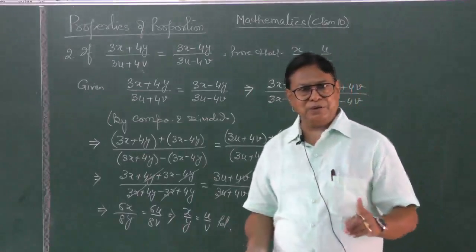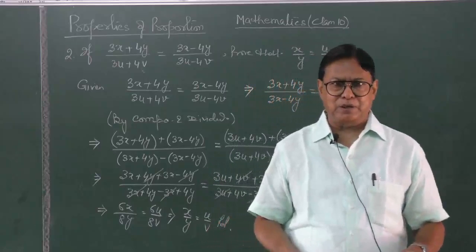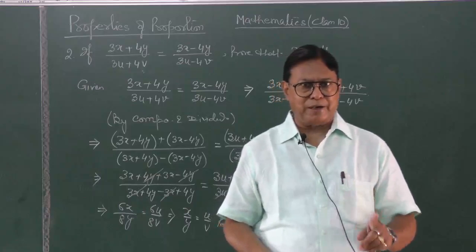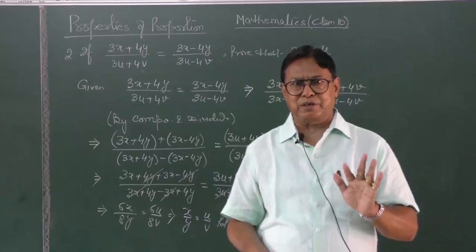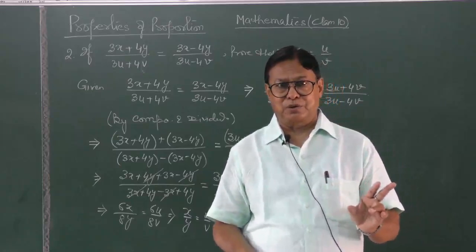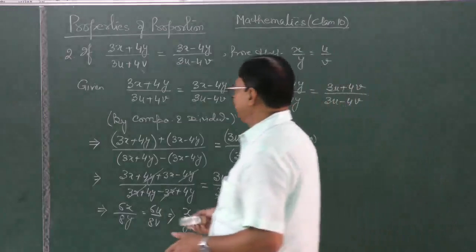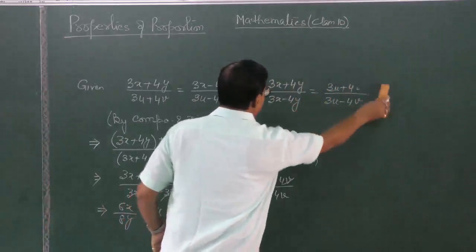Start from what is given, not from what is to be proved. Apply componendo dividendo properly. If it is more than one term, use a bracket, and it is always, remember it, numerator plus denominator by numerator minus denominator. It is not other way around, okay? It is always numerator first plus denominator and the numerator minus denominator. I come to the next.